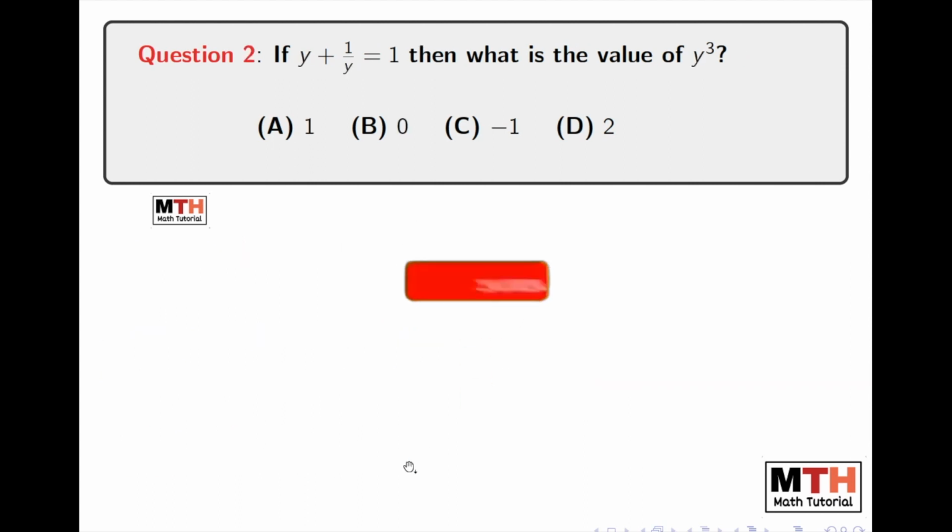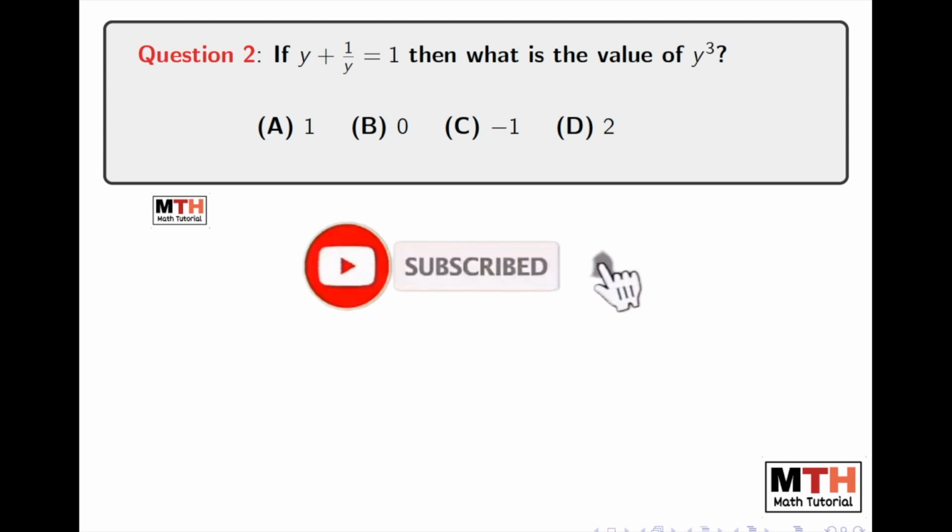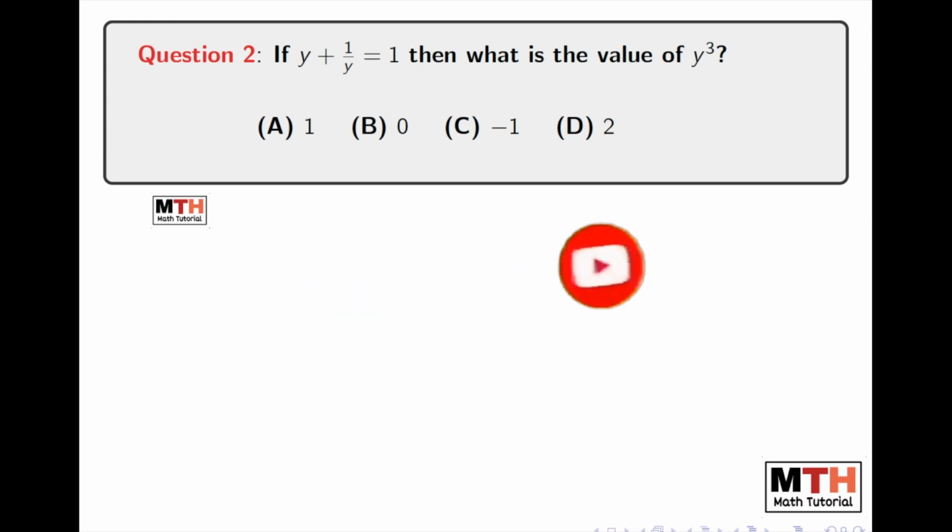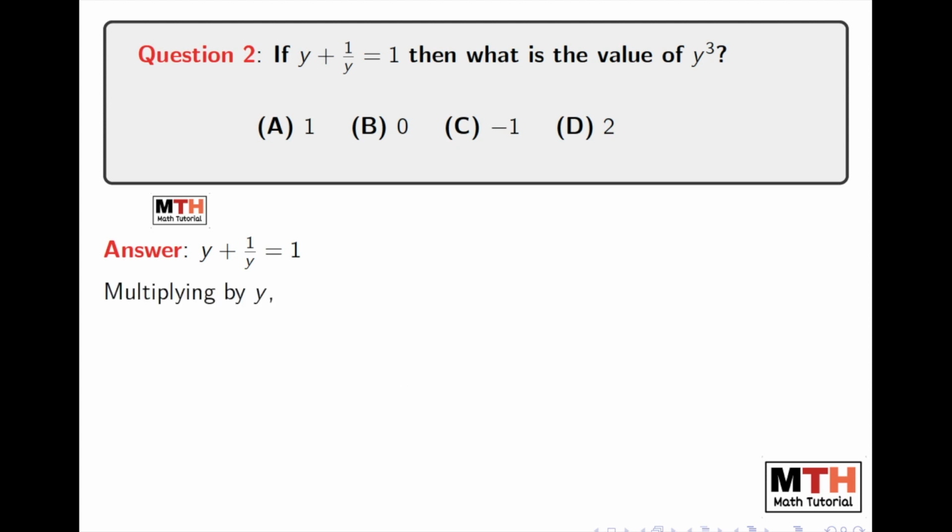Now question number 2. If y plus 1 by y equals to 1, then what is the value of y cube? Options are 1, 0, minus 1 and 2. Answer. Given that y plus 1 by y equals to 1. Now multiplying by y we get y square plus 1 equals to y. So y square minus y plus 1 equals to 0.